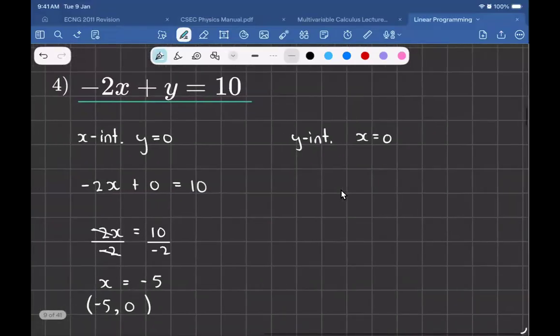Y-intercept time. Tell me what to do. Remember, at the y-intercept, what do we know? What is always the case? X is equal to 0. Yes. So anywhere you see x, what are you going to write instead? 0. Right, so tell me what to write.